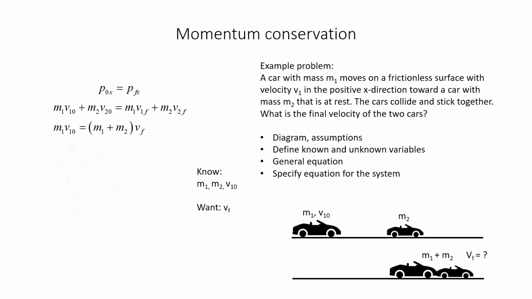Now we'll specify this general equation for our system. m2 v2,0 goes to 0 because car 2 is at rest initially, so we have m1 v1,0 equals (m1 plus m2) v final. We've combined the two masses because they stuck together, and we can just call the final velocity v final instead of designating it as v1,final and v2,final.